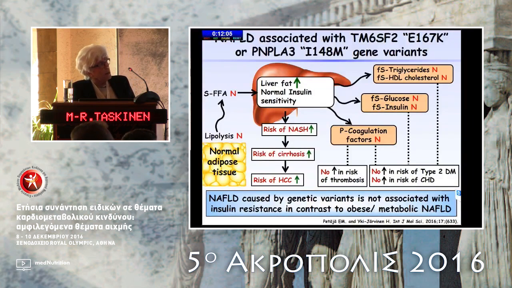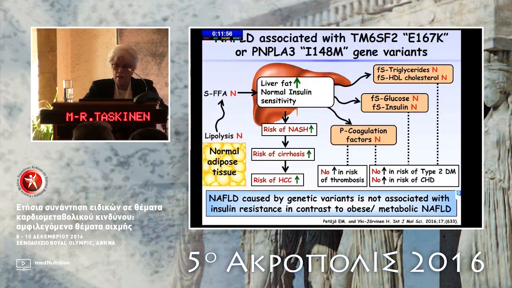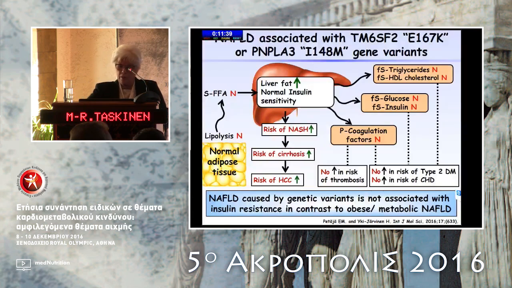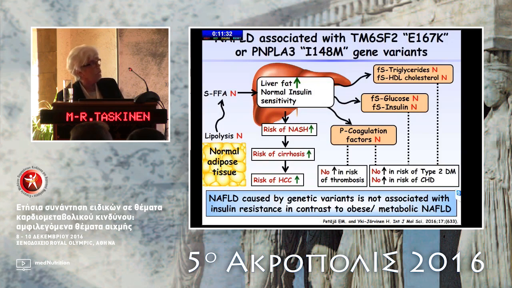And to big surprise, these genetic risk allele carriers did not have abnormalities in lipids or coagulation factors. So they concluded that there was no increased risk of thrombosis and no risk of these pro-atherogenic markers. This suggests that the genetic variants are not associated with insulin resistance, in contrast to this obese metabolic non-alcoholic fatty liver disease. So I think we can conclude that there's very close correlation between non-alcoholic fatty liver disease, where the genetic risk factors are predictors for the hepatic fat content.